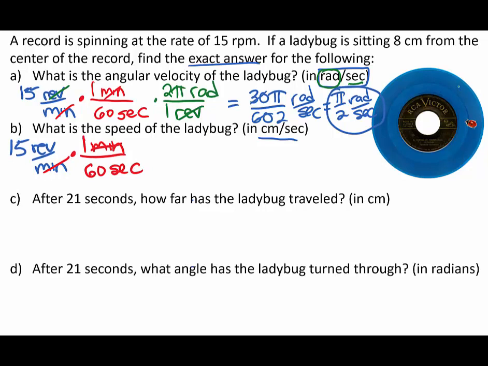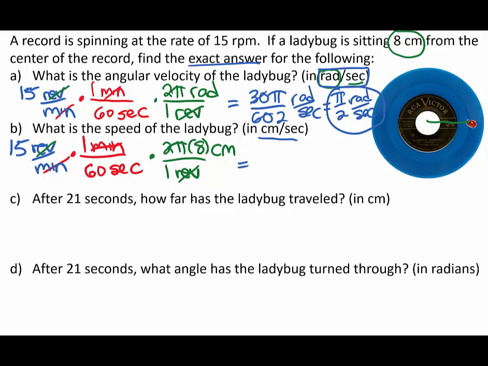So to get that, we need to see when the ladybug makes 1 revolution, how far the ladybug has traveled in 1 revolution. And so we need to find the radius, and the ladybug is 8 centimeters from the center, so that's our radius. And so if they traveled all the way around once, that's a circumference, 2 pi r. So 1 revolution, as far as distance traveled in 1 revolution, is going to be 2 pi times 8 centimeters. So now we're rid of revolutions, and we have centimeters per second, which is what we wanted.